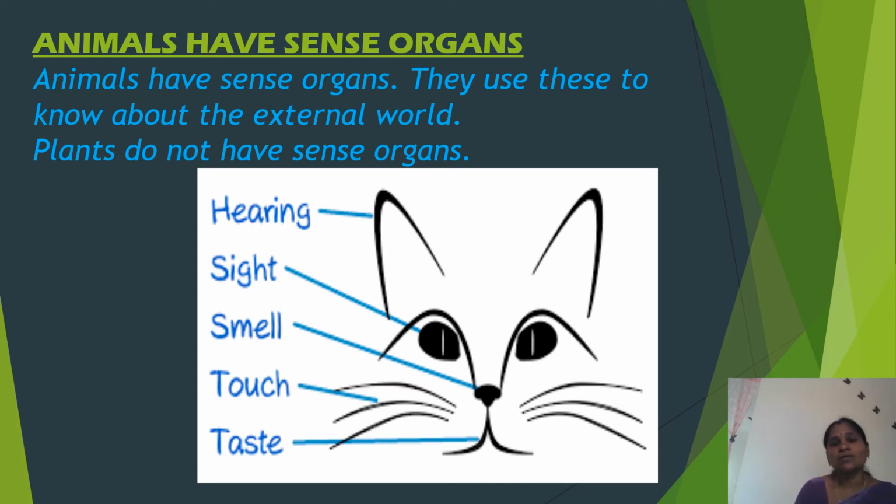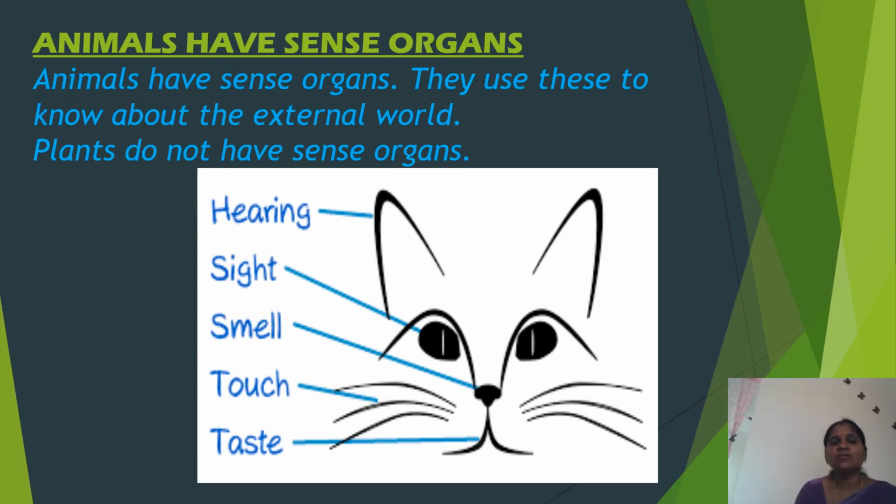So animals have sense organs. They use these to know about the external world. So what happens around us, we can see with the help of these sense organs. But plants do not have any sense organs. Only animals have sense organs. But these two are living things.